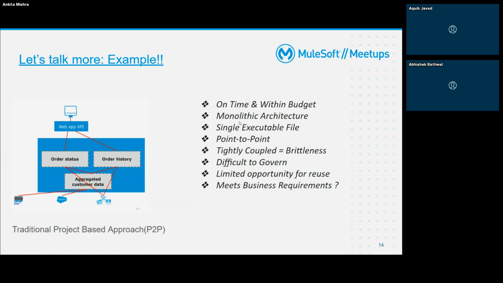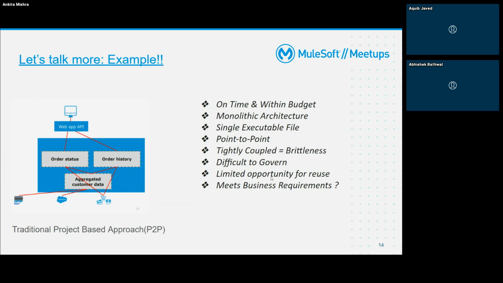But the problem is that this application is monolithic and you will have only a single executable file. This entire architecture is point-to-point connectivity, point-to-point design based. It is tightly coupled. Because it is tightly coupled, the entire architecture is brittle in nature, which means if anything breaks, the entire architecture will break. Difficult to govern. If anything fails to respond, you will not be able to identify or analyze which particular asset or part is breaking. You need to go through the entire code again and again.